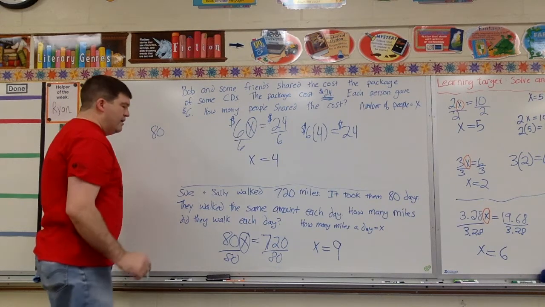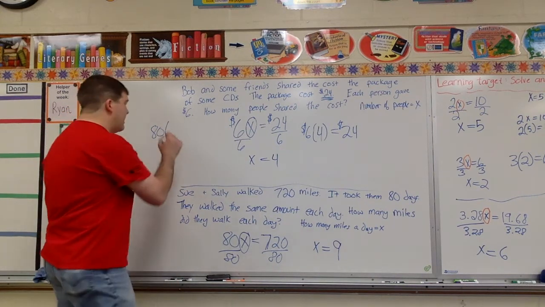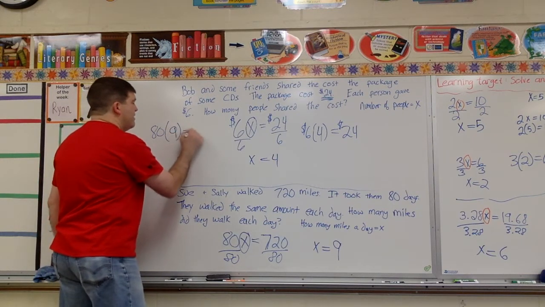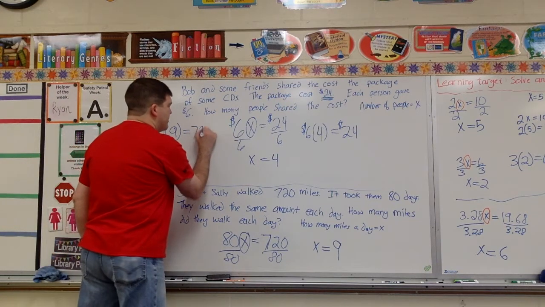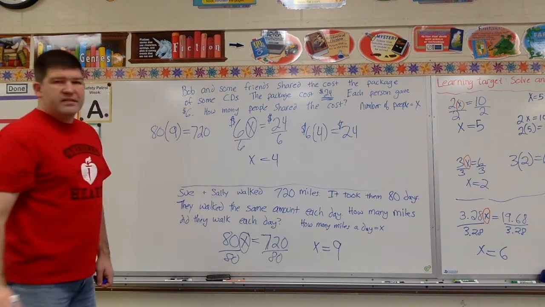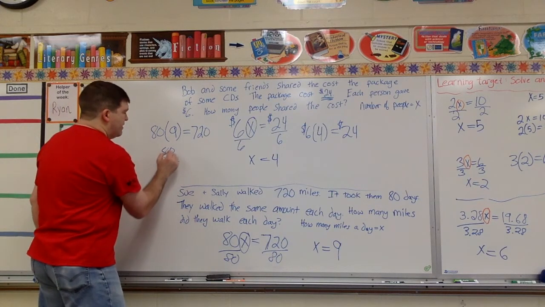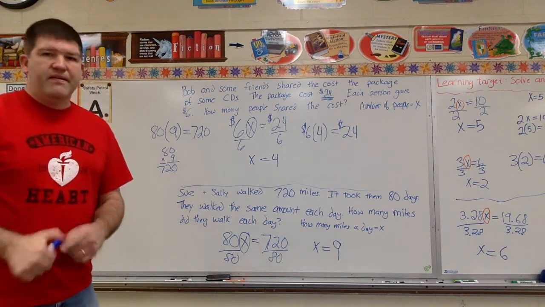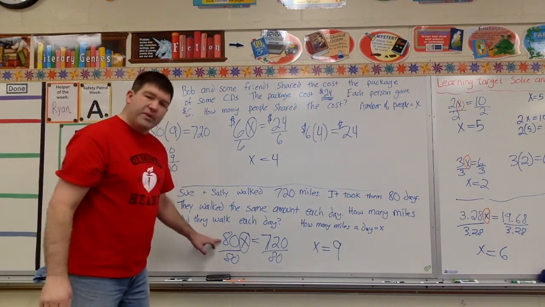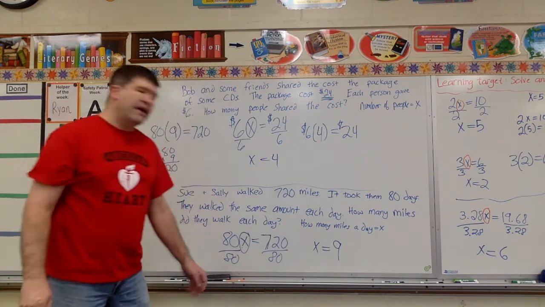80. So 80 days they walked. I think they walked 9 miles a day. And if they walked 9 miles a day for 80 days, they should have walked 720 miles. So let's check it out. 80 times 9. 9 times 0, 0. 9 times 8 is 72. 720. Okay? So we wrote the multiplication equation, and then we solved for x, and we got the information we needed.